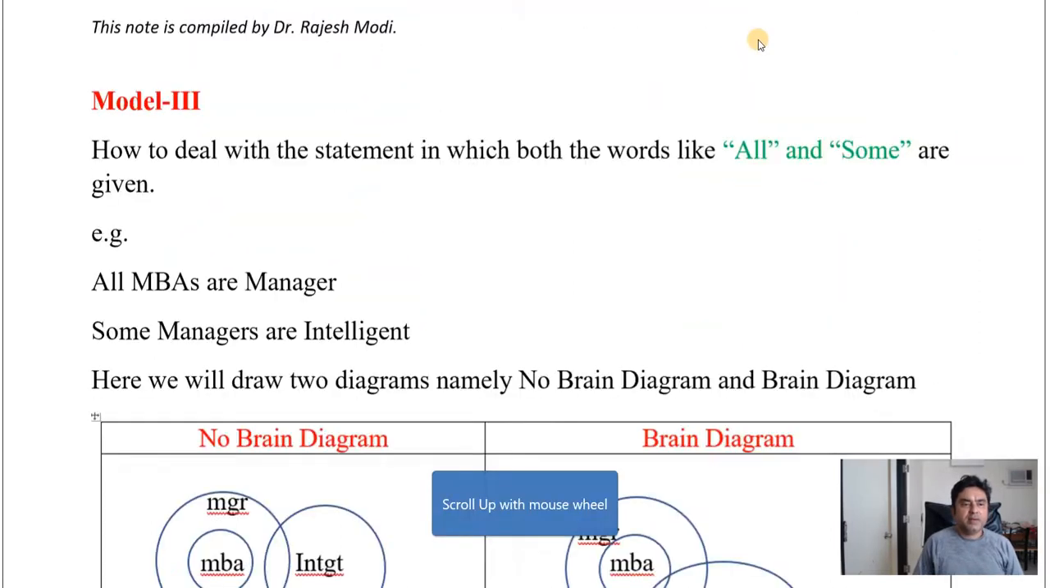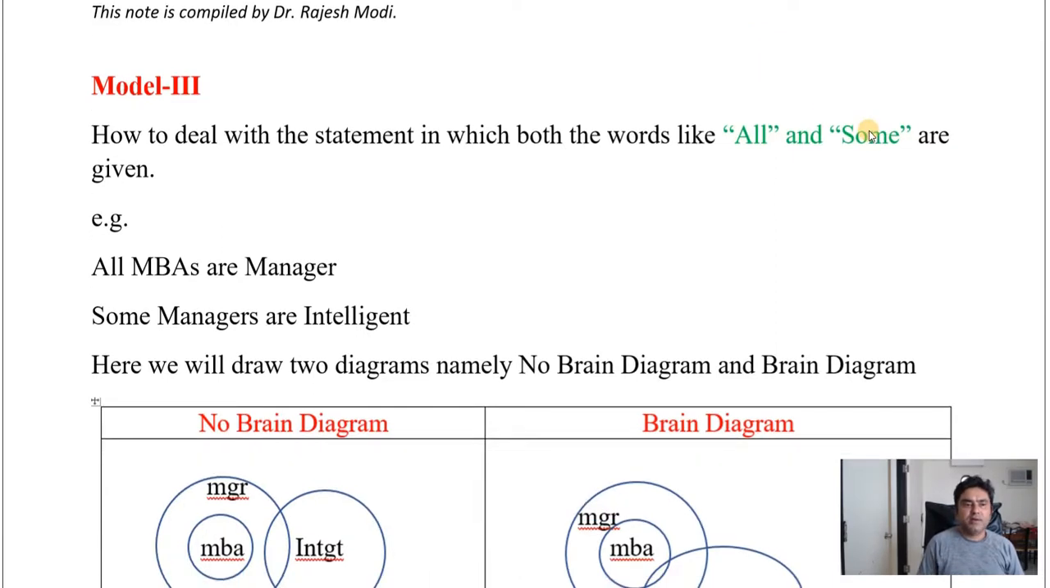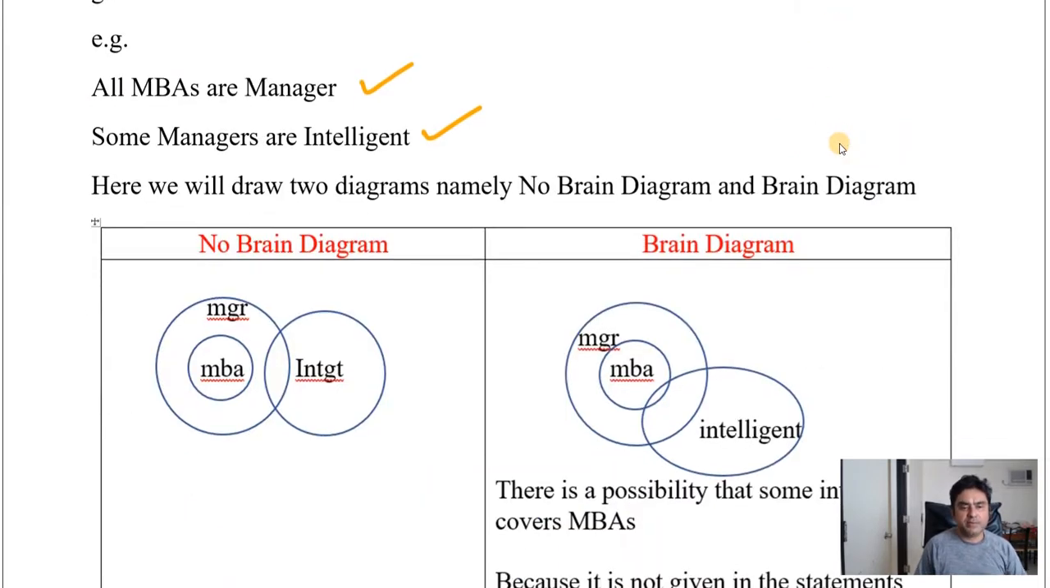Model number 3, where all and some are coming together in a given premises. For example, all MBA are managers, some managers are intelligent. So what you need to do? All MBAs are managers. So manager is a bigger circle and MBA is a smaller circle. And then some managers are intelligent. So some managers, this is manager, this is intelligent.